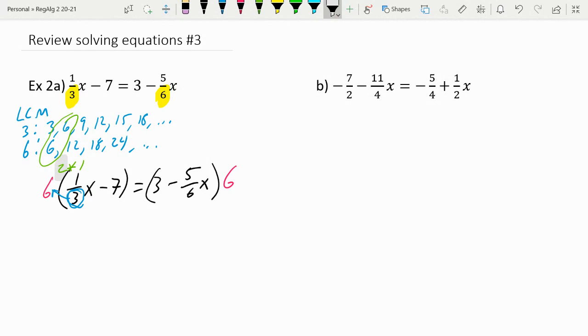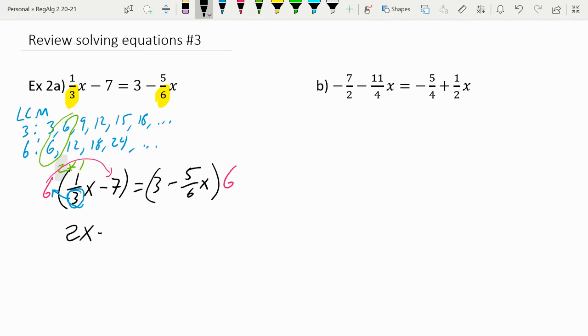What I asked was, how many times does 3 go into 6? Well, 3 goes into 6 2 times. So there's that 2. That's where that 2 came from. And I'm just going to take that number and multiply it by the numerator. So 2 times 1 is 2. So I have 2x.